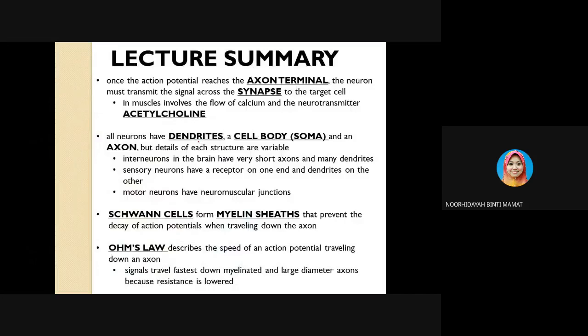Right, we have already reached the end of this topic, which is neurophysiology, the neuron structure and function. So let's summarize our class for today. Once the AP reaches the axon terminal, the neuron must transmit the signal across the synapse to the target cells. In muscles, this involves the flow of calcium and the neurotransmitter acetylcholine.